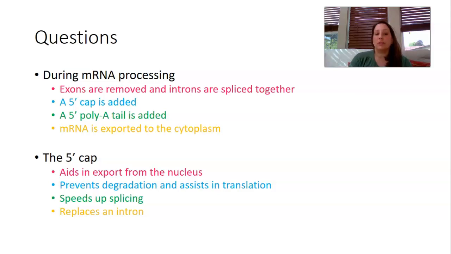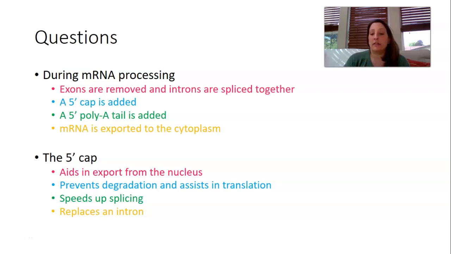So hopefully you answered blue. Okay, so let's look at the pink one first. It says exons are removed and introns are spliced together. It's the opposite. Introns are cut out and exons are spliced together. It's the exons that contain the coding region.